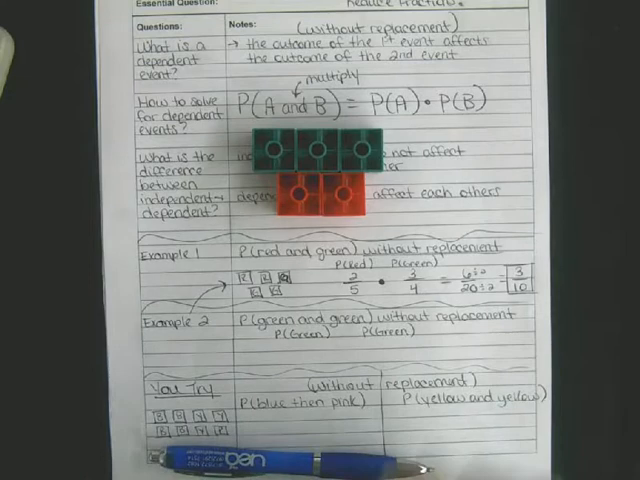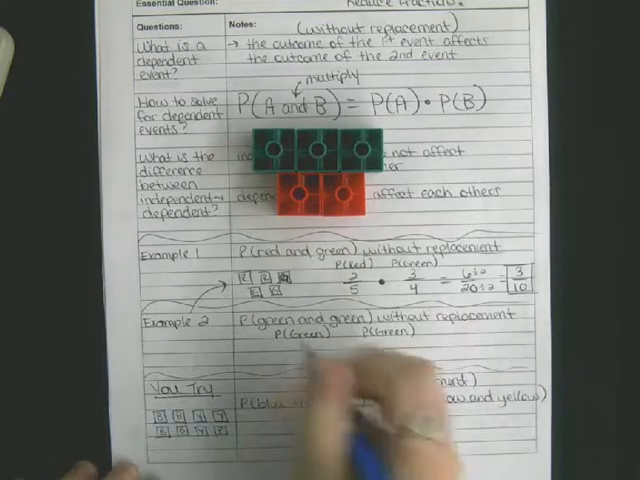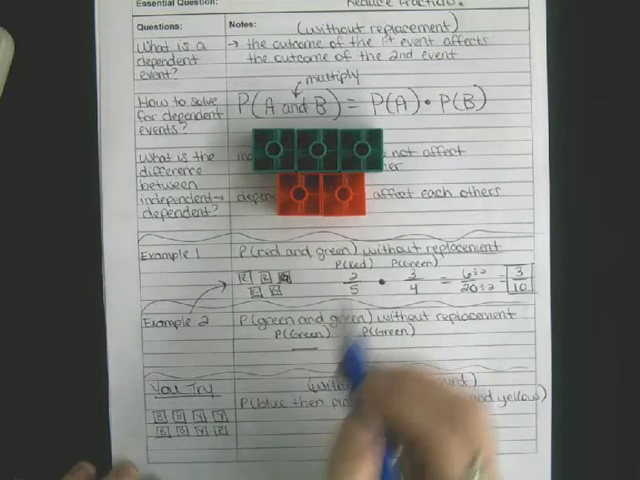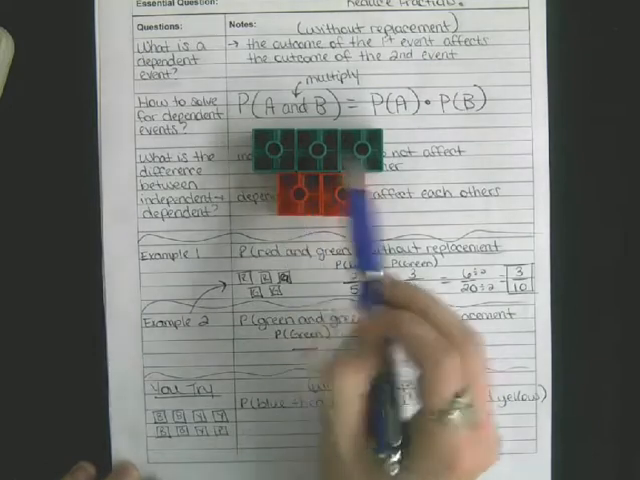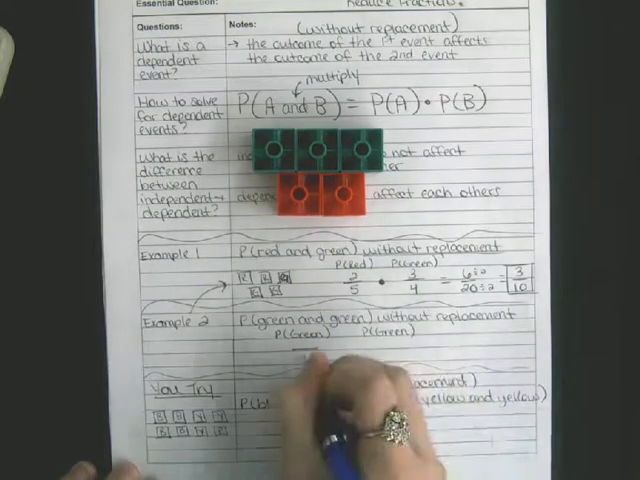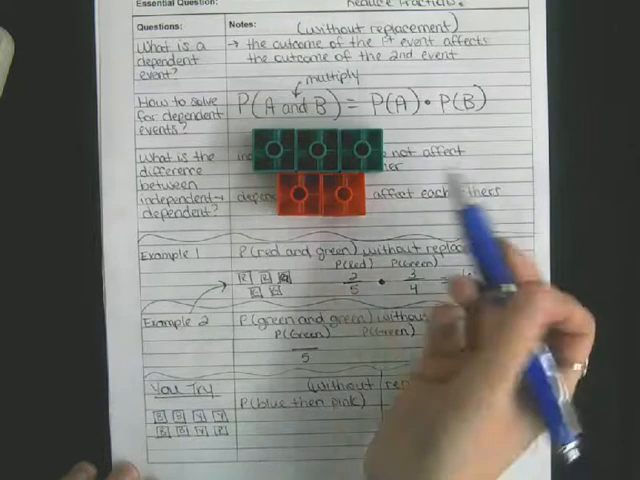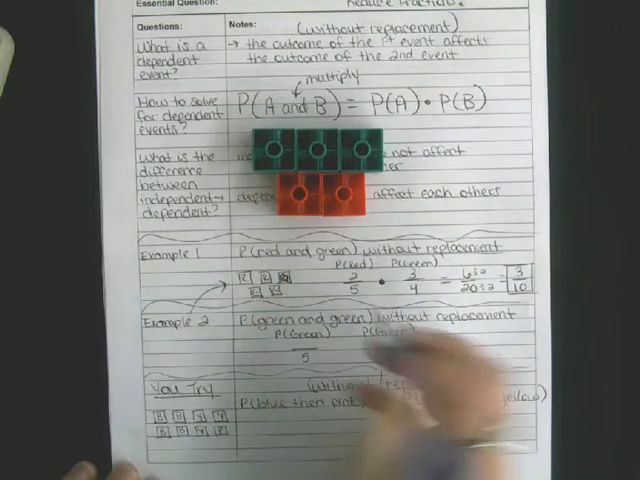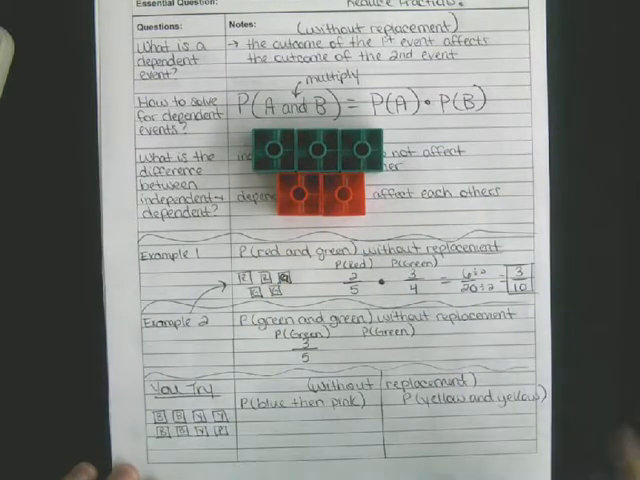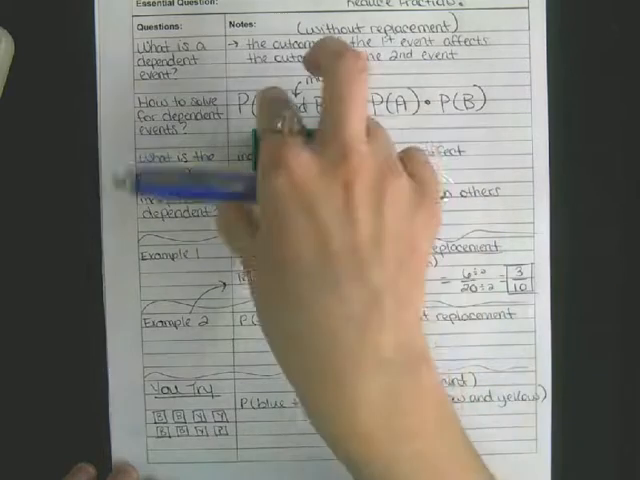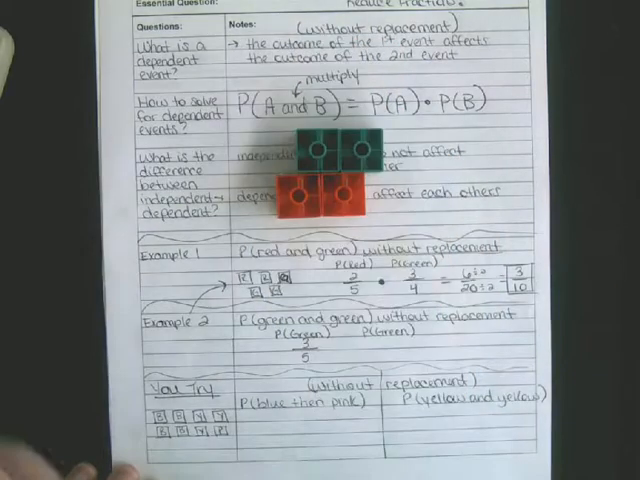So, for our first one, we know that our total is 5. We have 1, 2, 3, 4, 5 cubes. Then we have to see how many are green. 1, 2, 3. 3 of those are green. So let's say that we did pick a green cube. This is without replacement. So it's gone. It's been picked. We don't replace it and put it back.